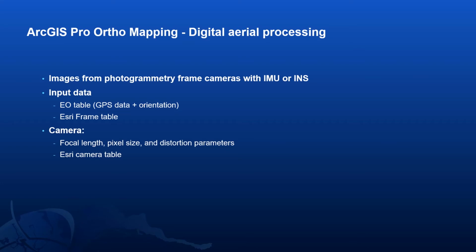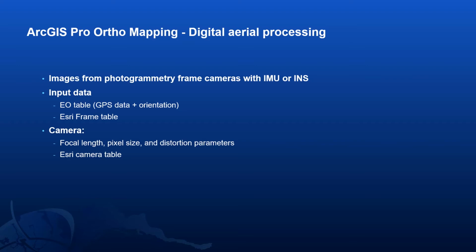Next, we'll look at the aerial digital workflow. The digital aerial image processing in Pro is designed for images with orientation. These images are typically captured with professional photogrammetry cameras that have an IMU component. If your data do not have orientations or have very poor orientations, you can use the drone workflow to process.